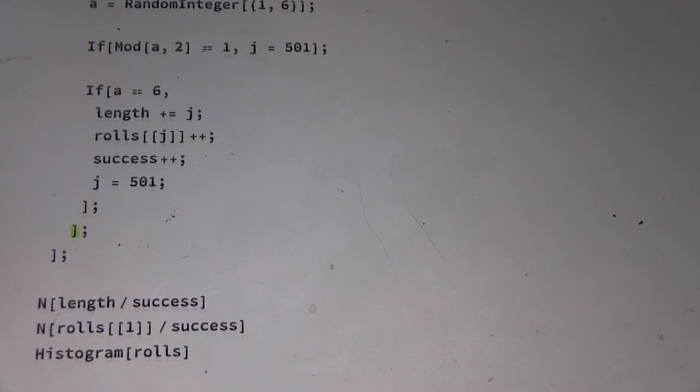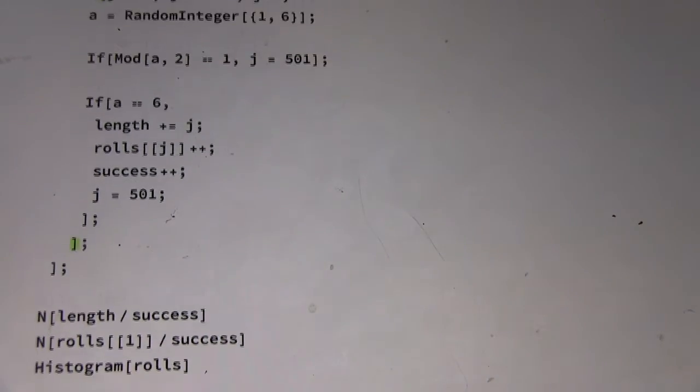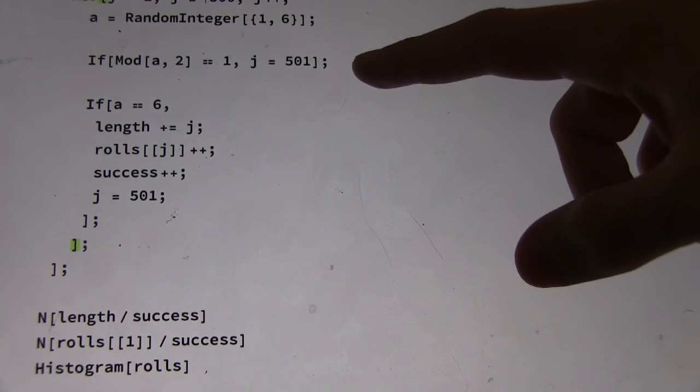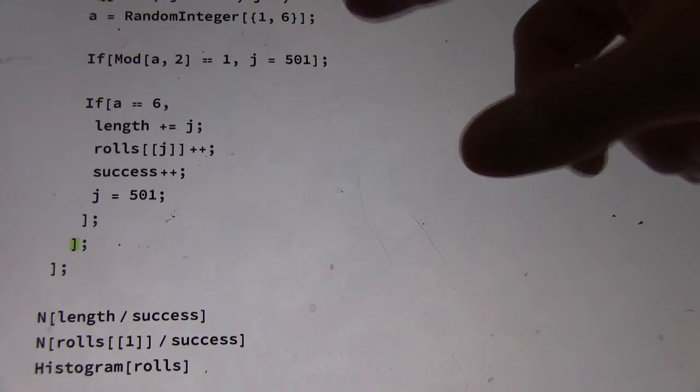All right. So then we pick a random integer. Oops, I rolled that off screen. What does random integer 1 to 6 do? It's rolling a die. Okay. A six-sided die. All right. If it's an odd number, we start over by setting j to one more than the number of rolls done in the inner loop. Yeah.